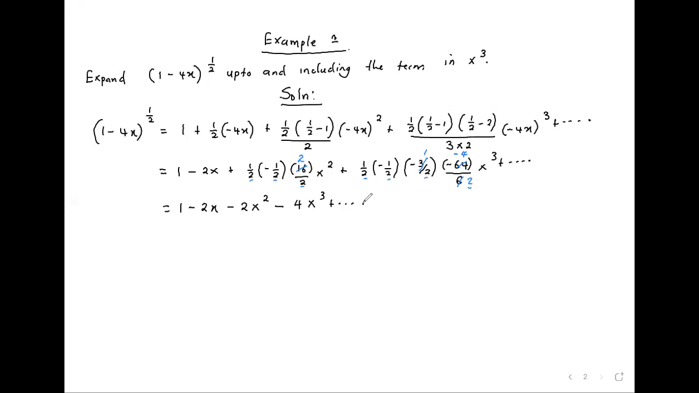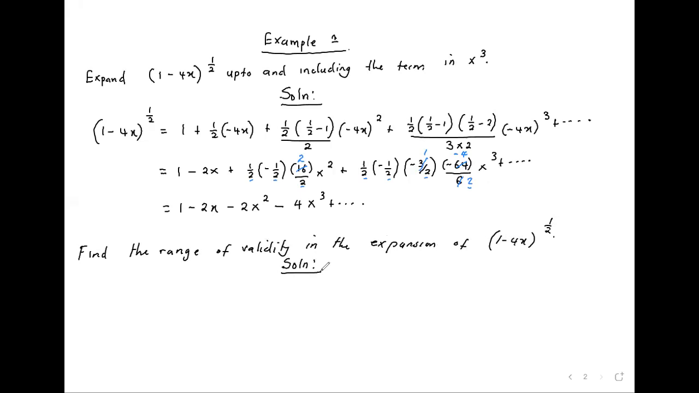If an additional question pops up, say find the range of validity in the expansion of 1 minus 4x to the power half. The solution will be the modulus of -4x to be less than 1.